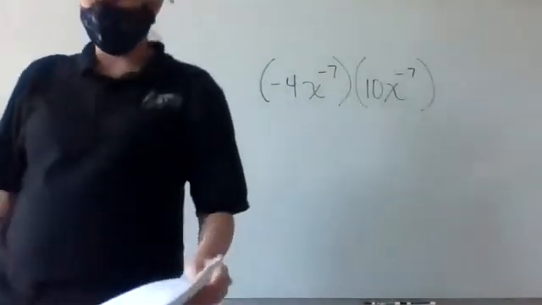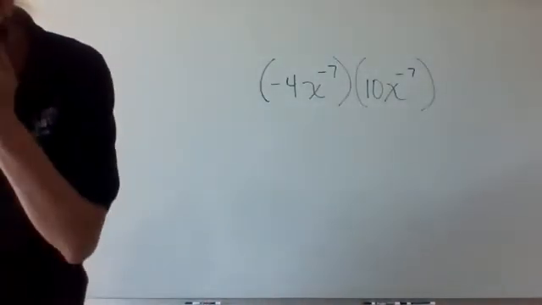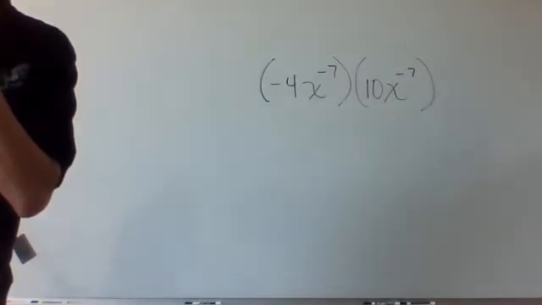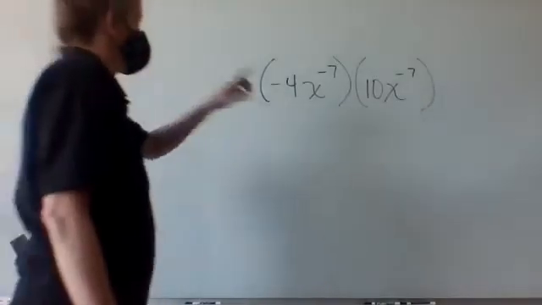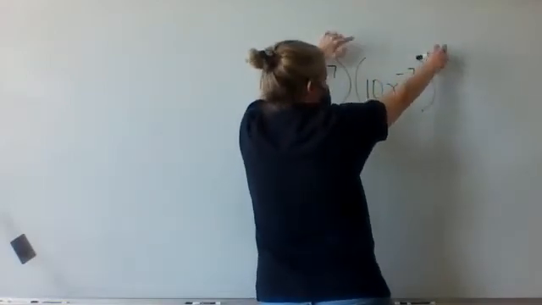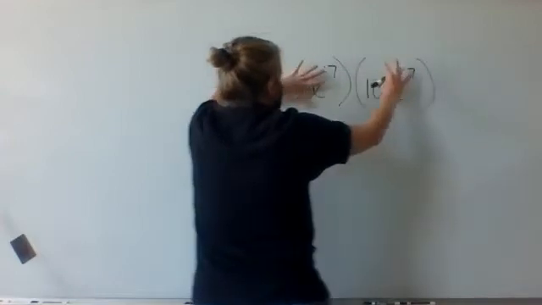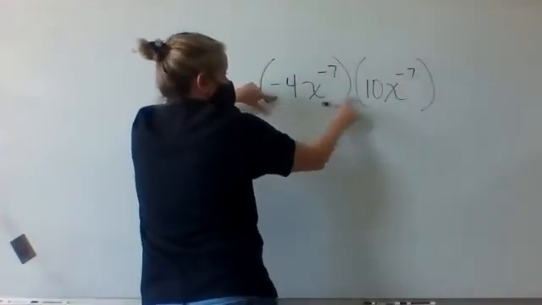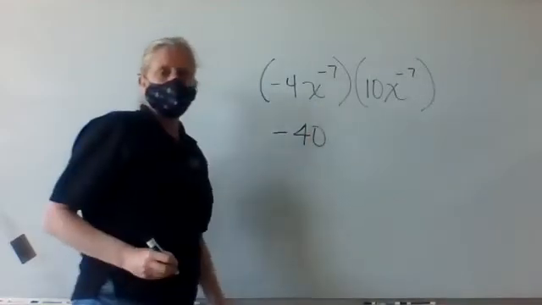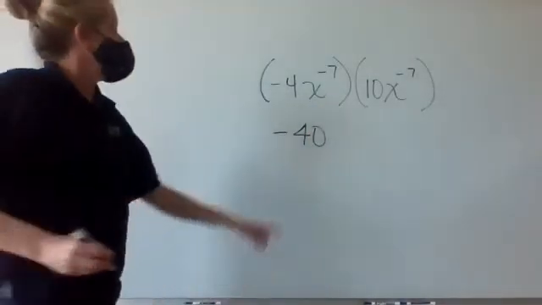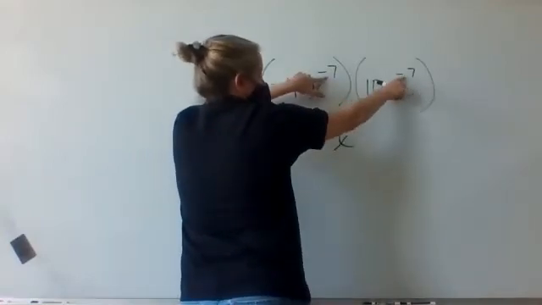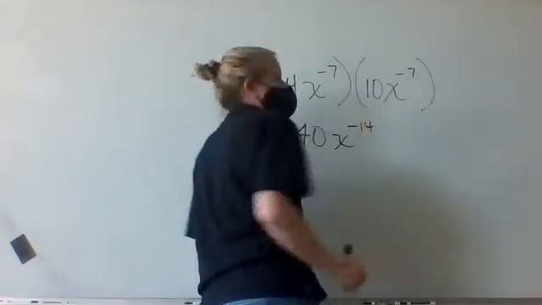Okay, so again, no outside exponents, so I don't need to worry about raising what's in here to any certain power. So I just go ahead and straight multiply. -4 times 10 gives me -40. Good. So when I add my exponents, -7 plus -7 is -14.